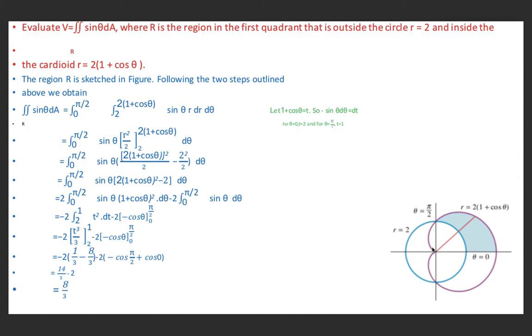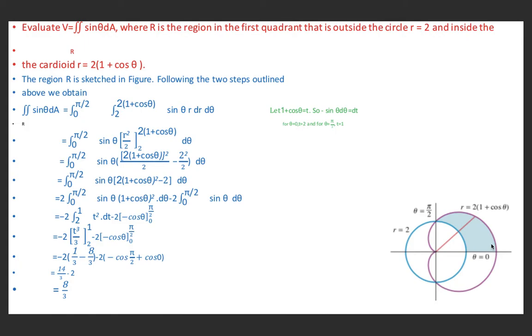Now we need to find the double integral in the first quadrant. This is the first quadrant, and we will take the region outside the circle. This is the circle. We are going to consider the region outside the circle. So this is the region outside the circle and inside the cardioid. So this shaded portion is the region which is given to us. So this is in the first quadrant, outside the circle and inside the cardioid. This is the shape of the circle and this is the shape of the cardioid.